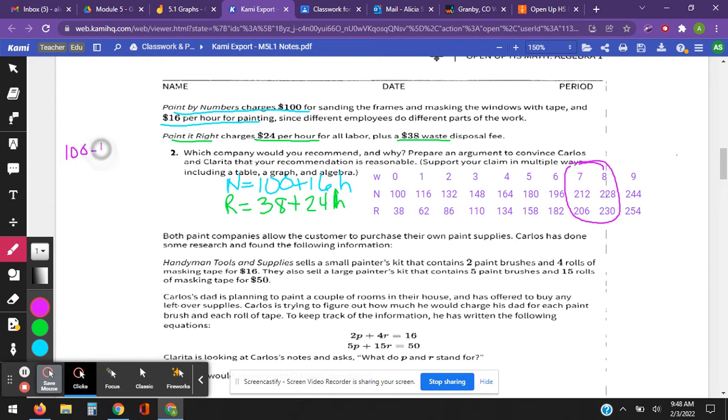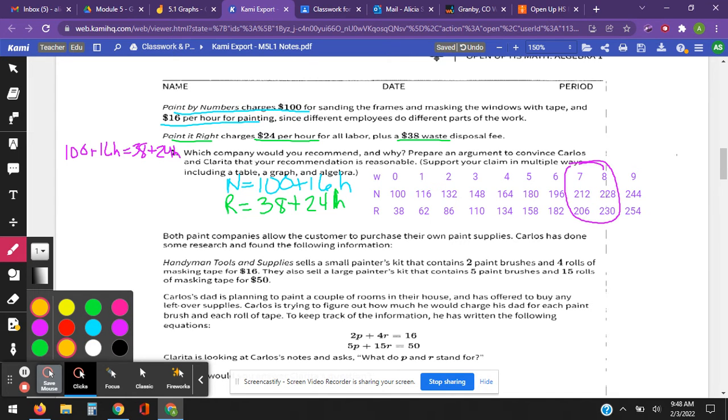100 plus 16h equals 38 plus 24h. And then from here, let's take away 16h. This one's going to cancel. So then I have 100 equals 38 plus 8h. And then let's take away the 38. Hopefully this is old hat by now. So now we've got 62 equals 8h. Get rid of the 8.